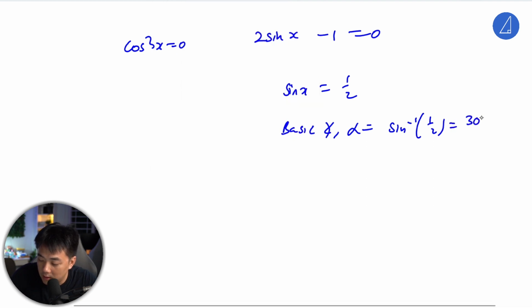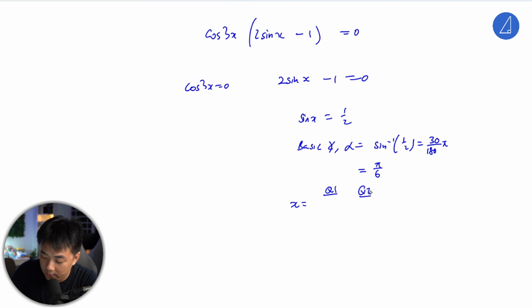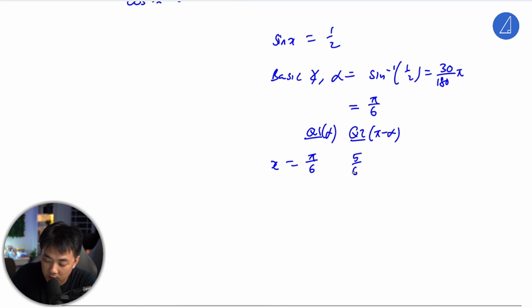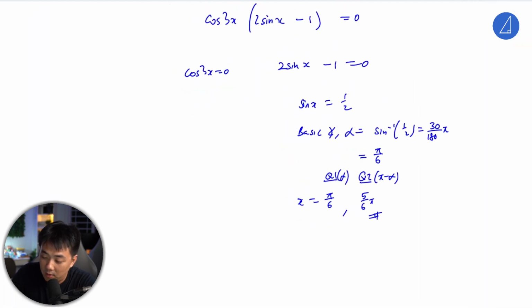So 30 degrees multiplied by pi over 180 will be pi over 6. Essentially x could be in quadrant 1 or quadrant 2, because sine x is positive. So I'm going to get this as pi over 6, which essentially is alpha. Then the other will be pi minus alpha, which is actually 5 over 6 pi. Just take pi minus pi over 6. So this is for this side of the equation.